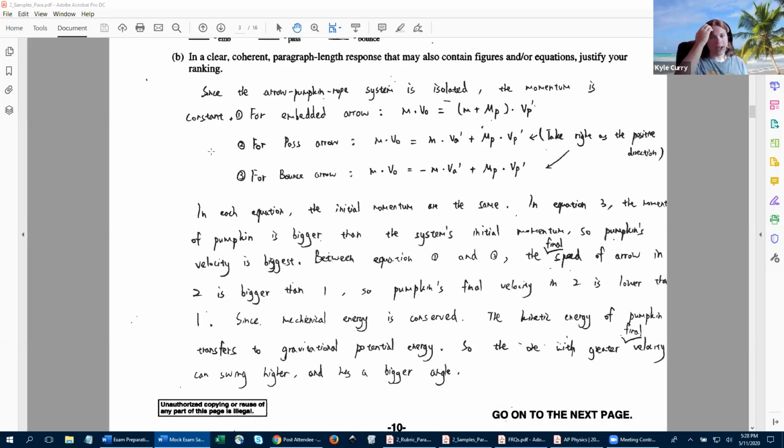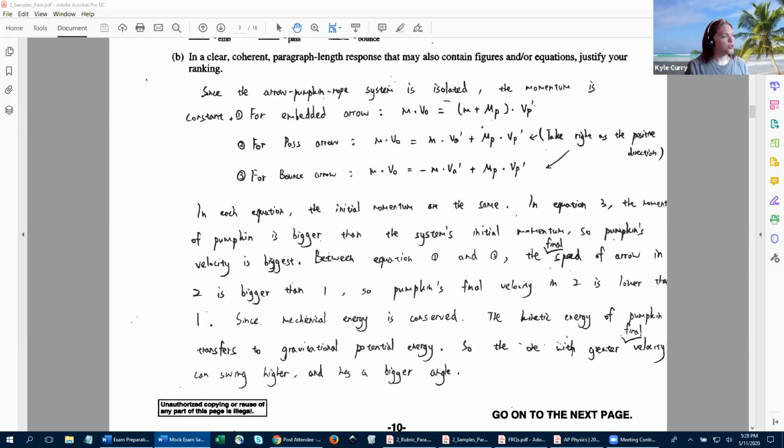Look at number 2. For the pass arrow, momentum here of the arrow is equal to m_a v_a plus m_p v_p prime. Take right as the positive direction. So this is showing that for the pass arrow, the arrow and the pumpkin are both going to be traveling in the same direction after the collision takes place. And then look at that third response. Now there's that negative sign. That arrow is going to bounce backwards compared to the direction that pumpkin travels.